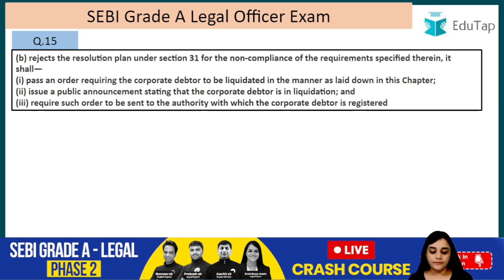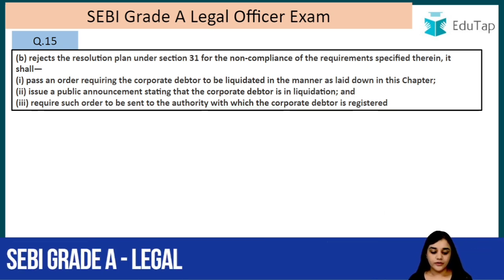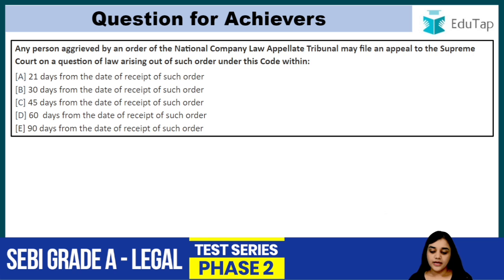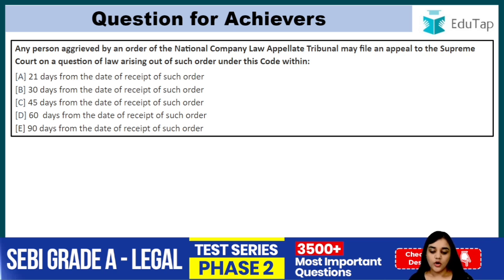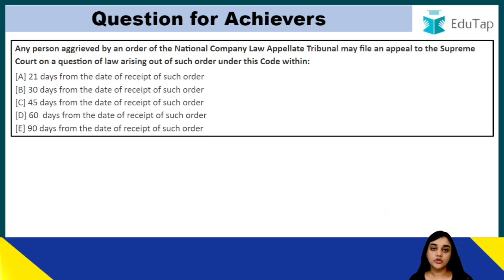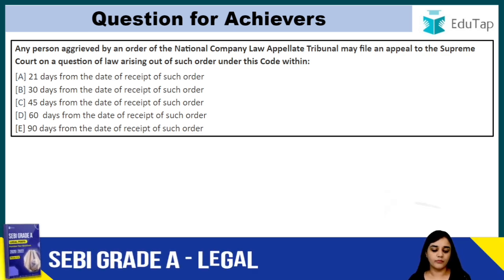Alright, so now question for achievers. Any person aggrieved by an order of the NCLT may file an appeal to the Supreme Court on a question of law arising out of such order under this code within. So you have to comment the right answer below.